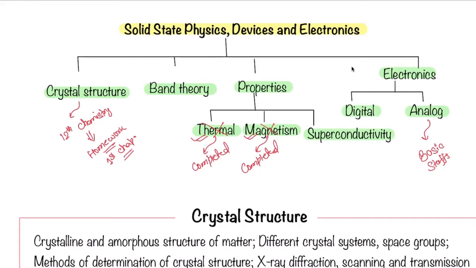The most important things here are the crystal structure, band theory, superconductivity, and digital electronics, right? So around 90% of the syllabus of this module is very easy to understand as well as to score marks, right?